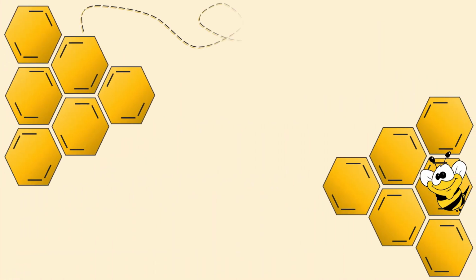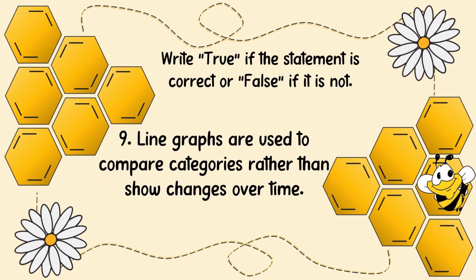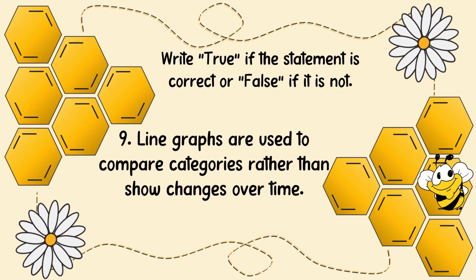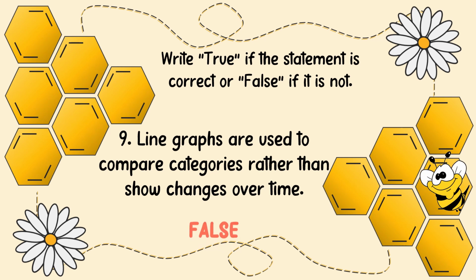Now let's have item number nine. Line graphs are used to compare categories rather than show changes over time. Now, this statement is also false because line graphs show changes over time, not category comparisons.